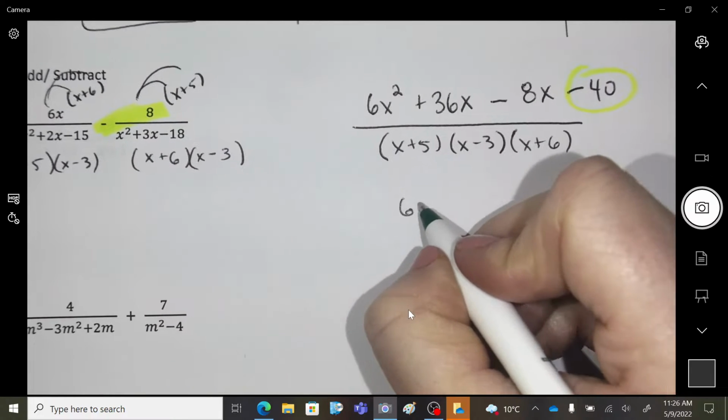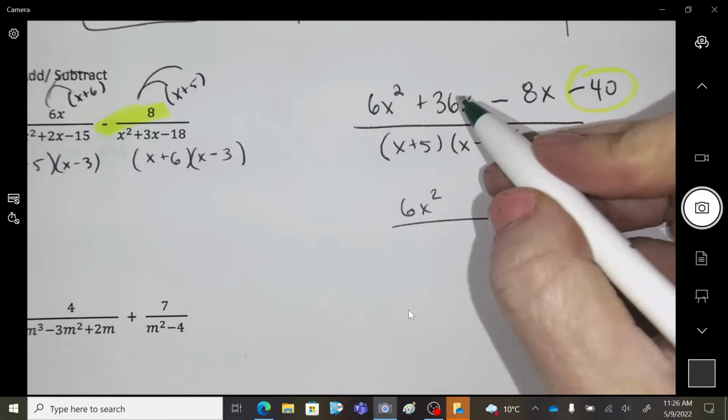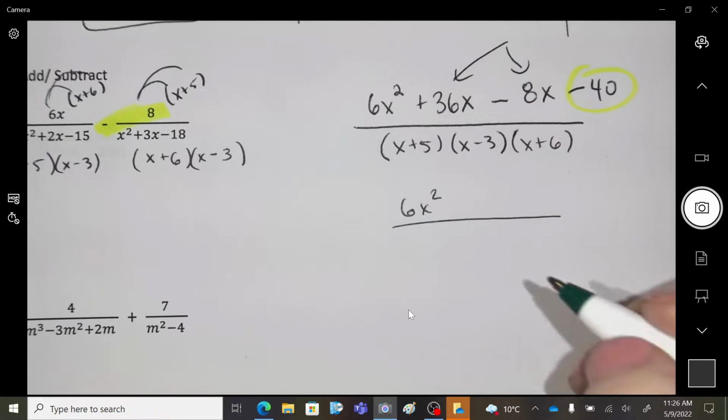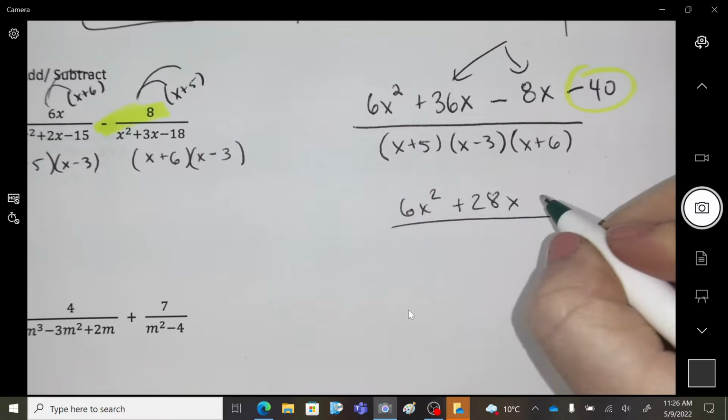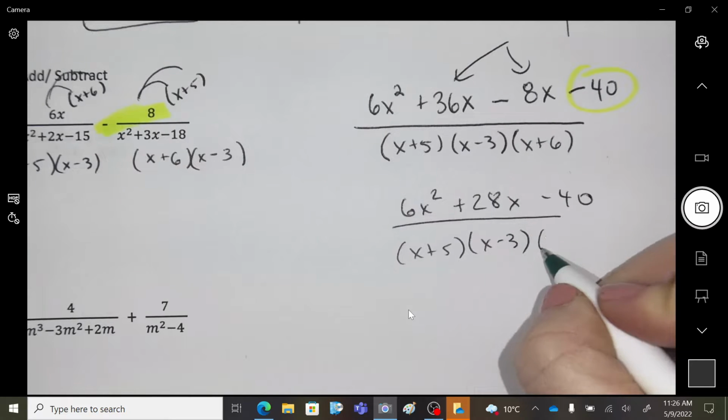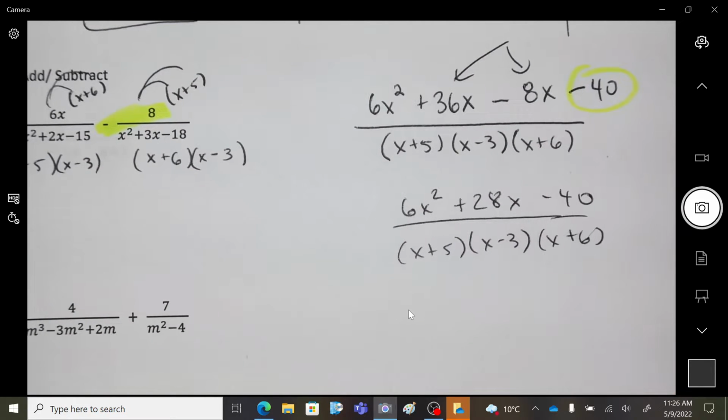Okay, I'm going to finalize it here. I can put that together, which is what, 28? You always still have to write it with your denominator. You can't just forget about your denominator. It still has to keep coming.